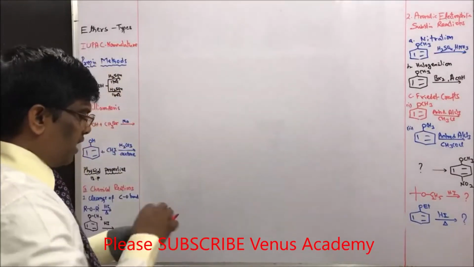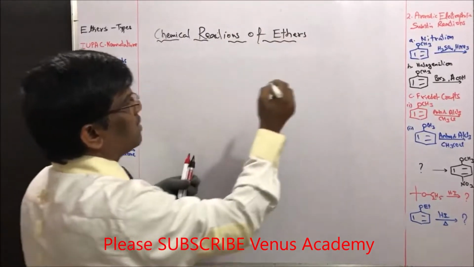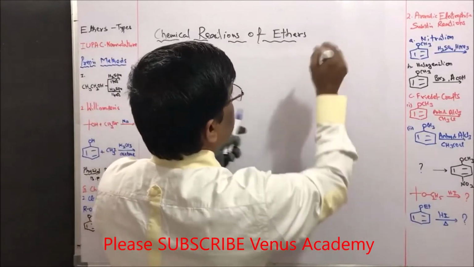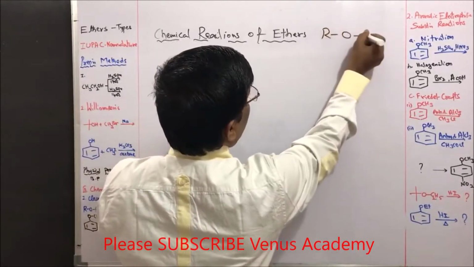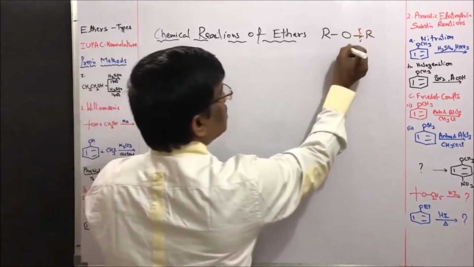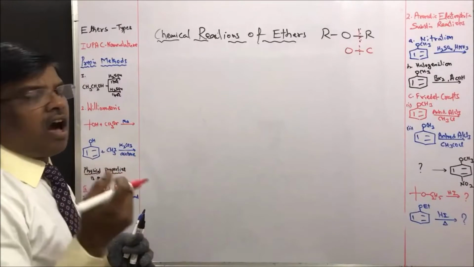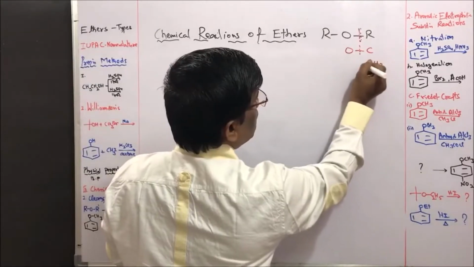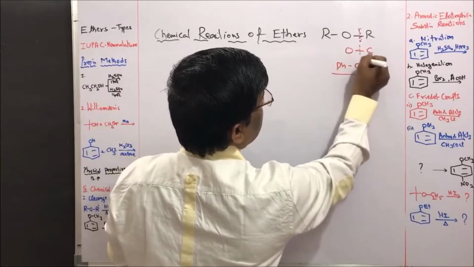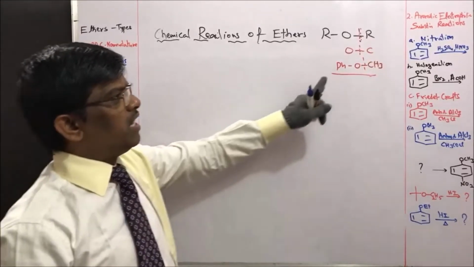Chemical reactions of ethers. What are the common reactions we come across? The bond present in ethers is R-O-R. One chemical reaction is cleavage of the oxygen and carbon bond, de-etherification, or if it is a methyl group, then it is known as demethylation of ethers or demethylation reaction.